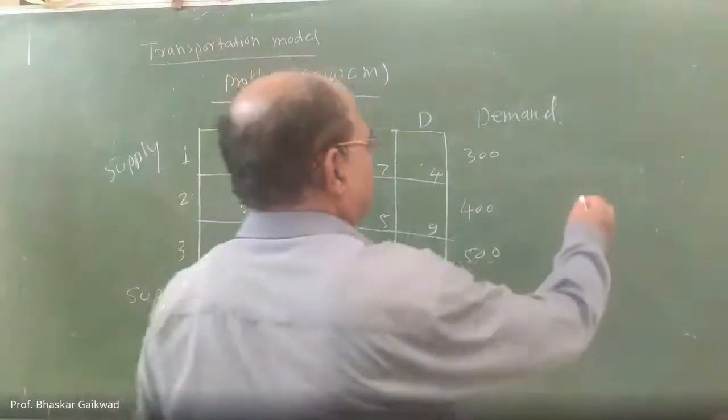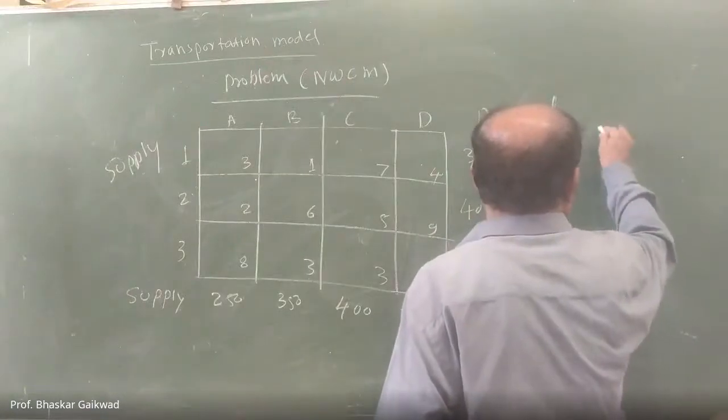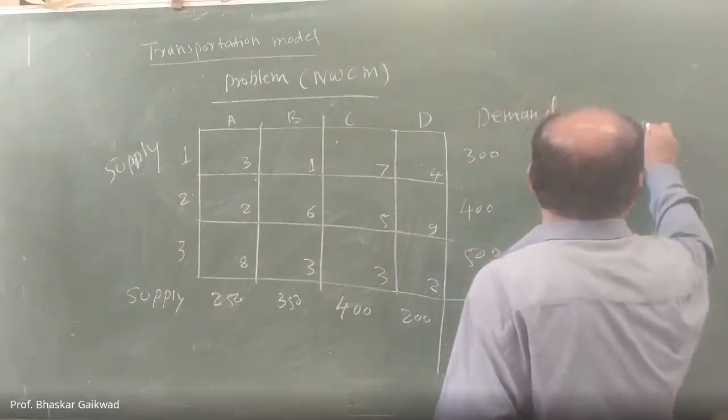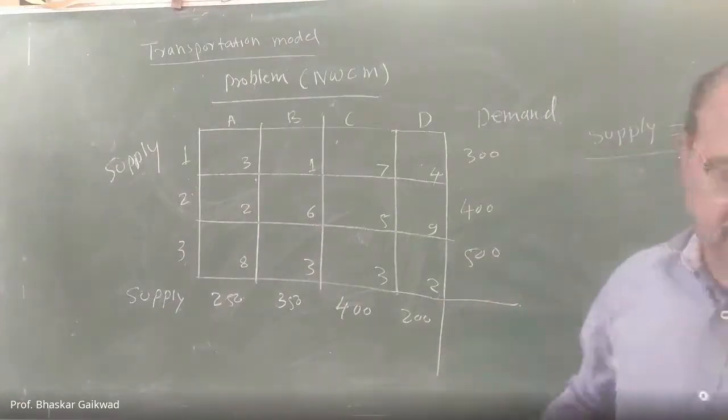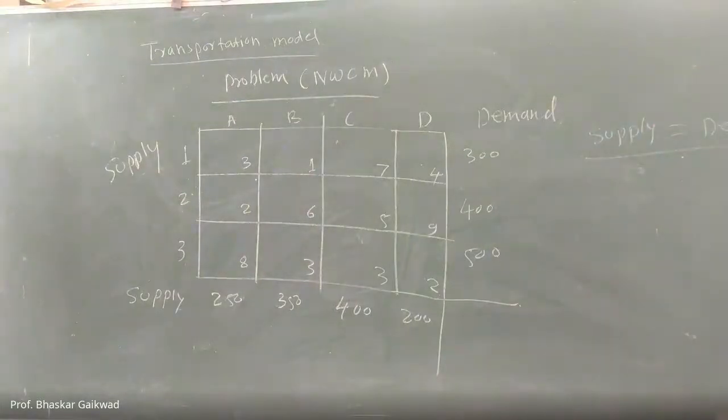Supply is equal to demand. Then, if supply and demand are both equal, it is called a balanced problem. If both are not equal, then it is called an unbalanced problem. So if it is like this, then it is called an unbalanced problem. Now you can check what the demand is and what the supply is.